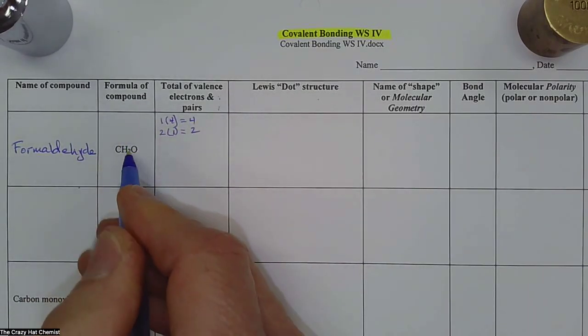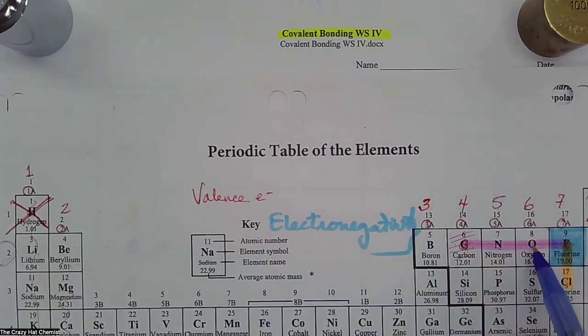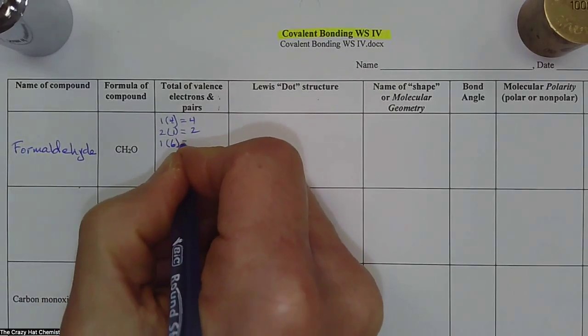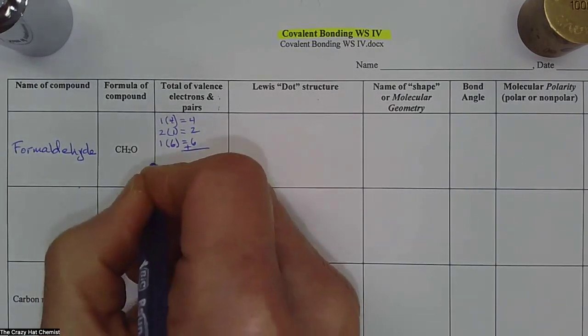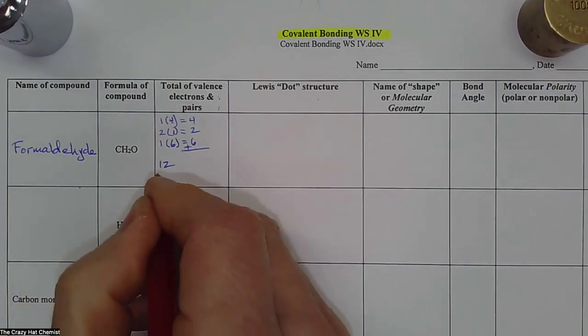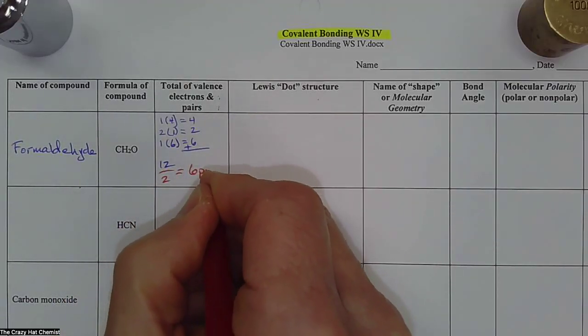And then oxygens. How many oxygens? 1. How many valence electrons in oxygen? That would be 6. This is why you need that periodic table. We're going to sum all these up. That's a total of 12. And what does the Crazy Hat Chemist always do? Divide by 2, and that way we get 6 pairs of electrons.